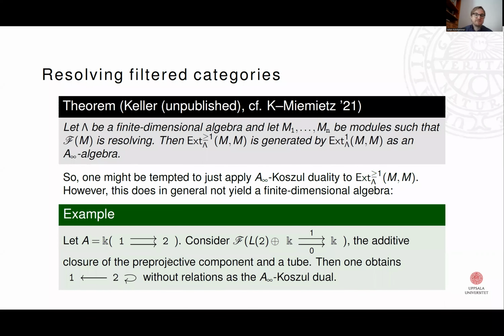Here's an example where things don't work out, just a Kronecker quiver. The resolving subcategory given by the preprojective component and one tube will yield a non-finite dimensional algebra A if you just take the A-infinity Koszul dual, because the Koszul dual is just the path algebra, the tensor algebra given by the dual of Ext^1, because there's no Ext^2, as you're in a hereditary situation.